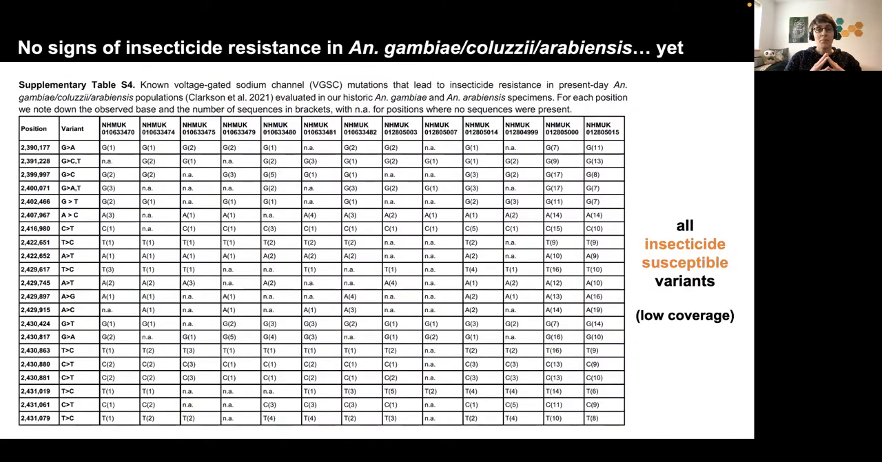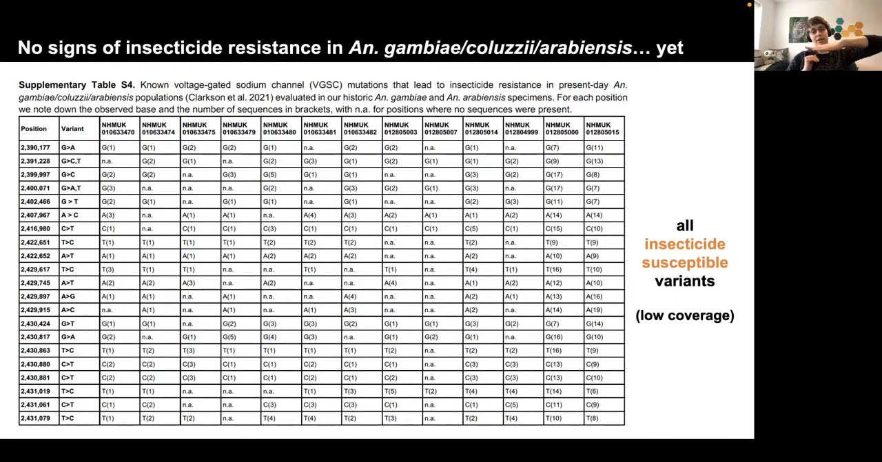And so going back to one of the initial questions, which was insecticide resistance, even though all of these were sequenced on a single lane, we had a look at one of the most common insecticide resistance areas, which is this voltage-gated sodium channel gene.